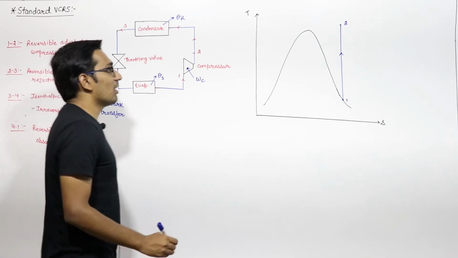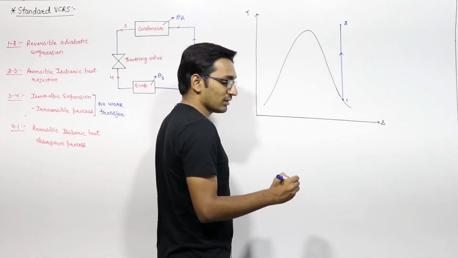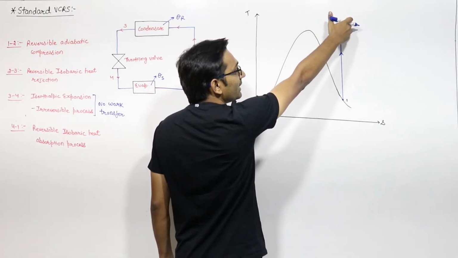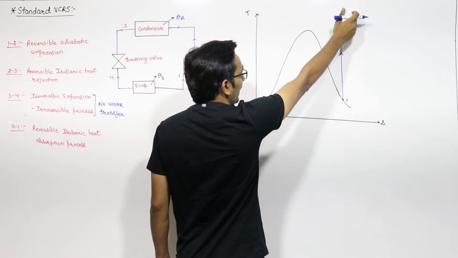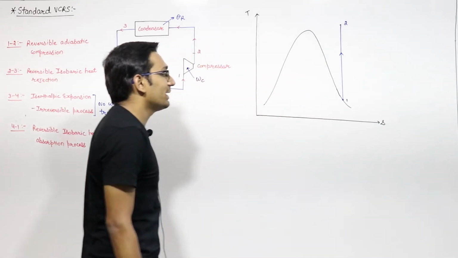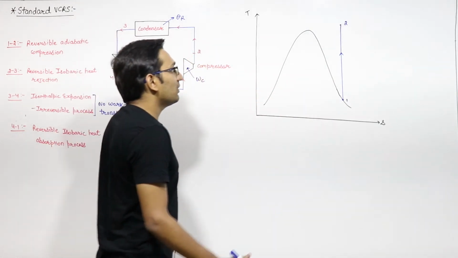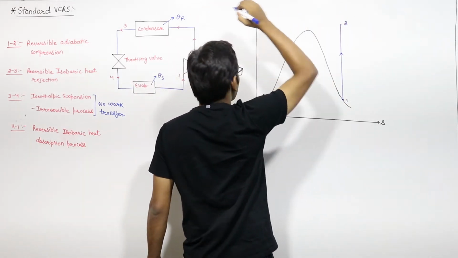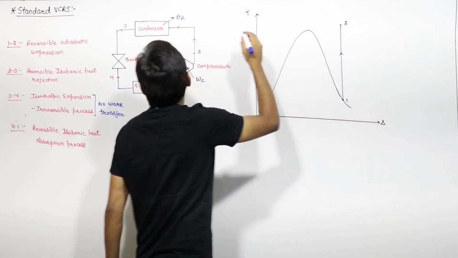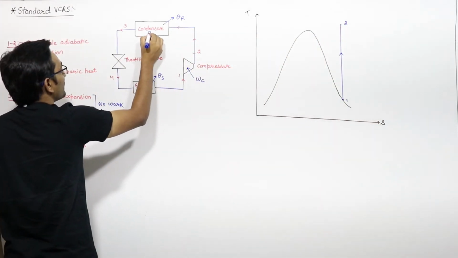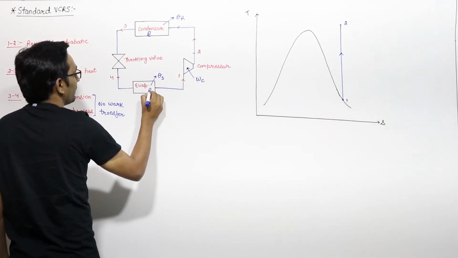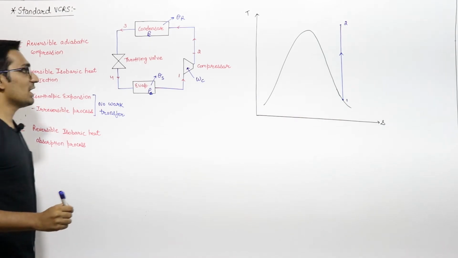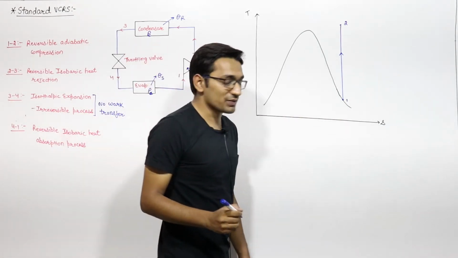Now we have constant pressure heat rejection, right? At point 2 the refrigerant is in the superheated region. Let us say the pressure in the condenser is PC, and the pressure in the evaporator is PE. PE is the pressure in the evaporator which we have to maintain during the heat exchange process.